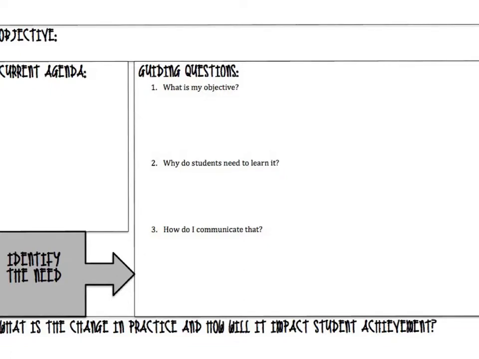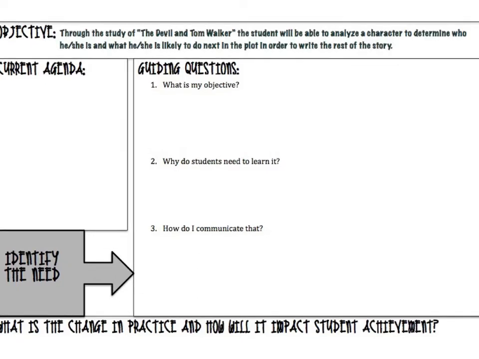So I got out the Identify the Need development sheet, and the first thing I did was to think about the objective I'm using. My objective is that through the study of The Devil and Tom Walker, the student will be able to analyze a character to determine who he or she is and what he or she is likely to do next in the plot in order to write the rest of the story.